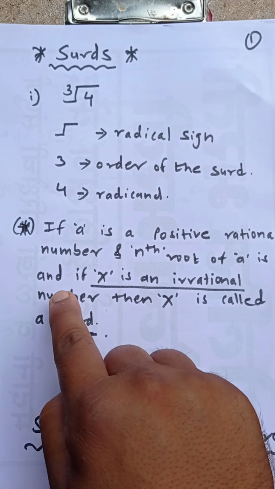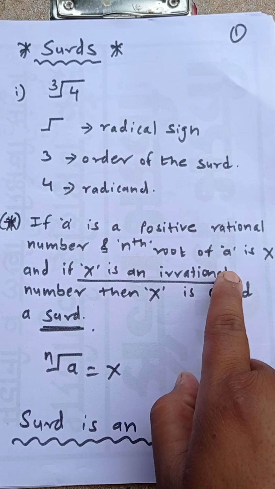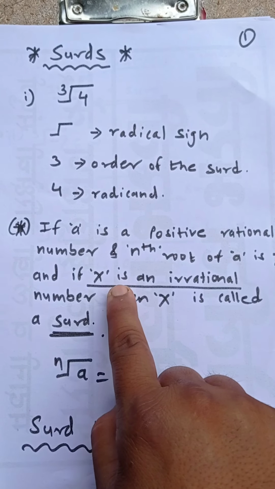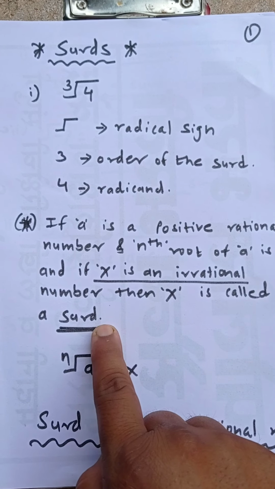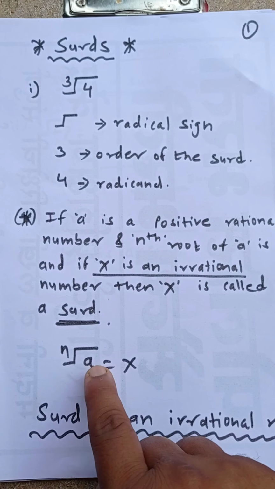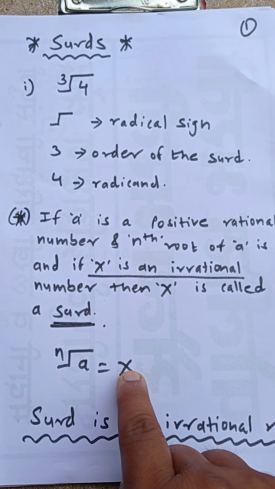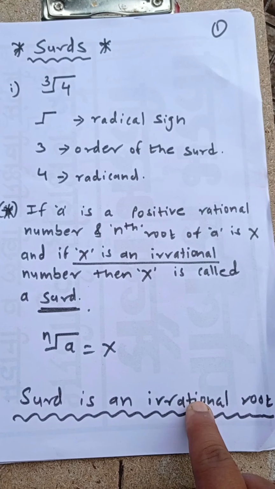Now, the definition of surd: if a is a positive rational number and the nth root of a is x, and if x is an irrational number, then x is called a surd. It is symbolically represented like this: the nth root of a is equal to x, and x is an irrational number. Therefore, we can say a surd is an irrational root.